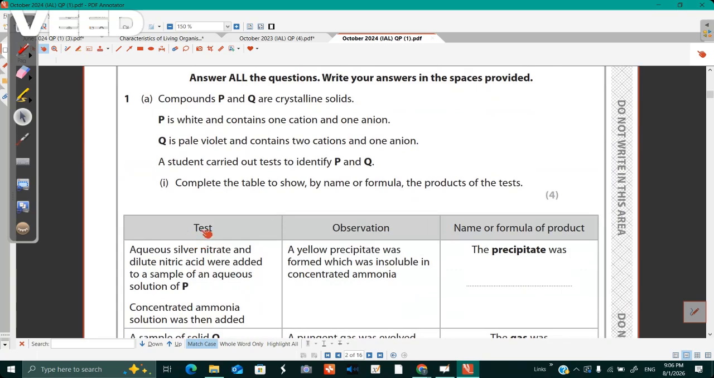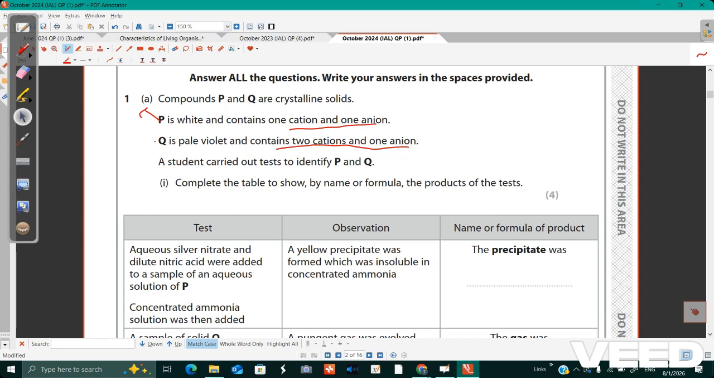Answer the questions, right? Compounds P and Q are crystalline solids. P is white and contains one cation and one anion. Q is pale violet and contains two cations and one anion. Both are solids, right? Pale violet means purple color, right?